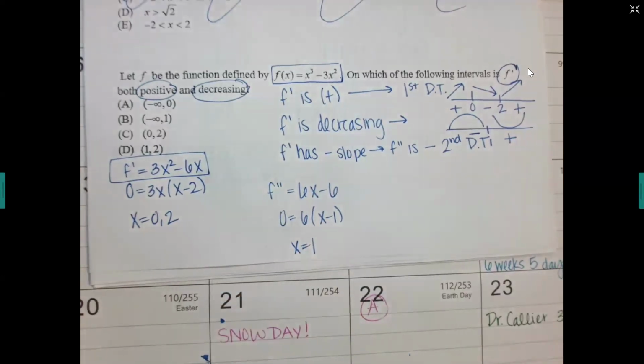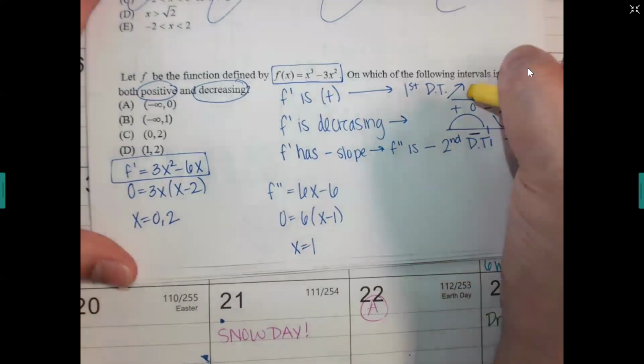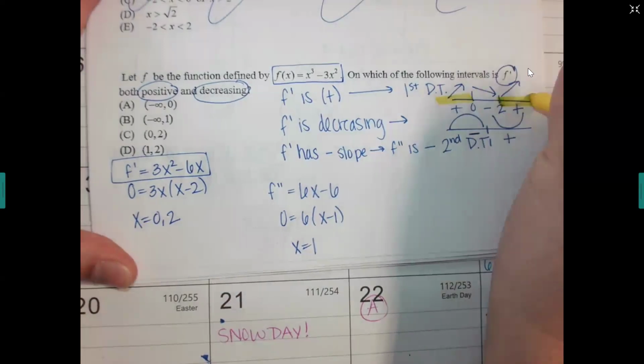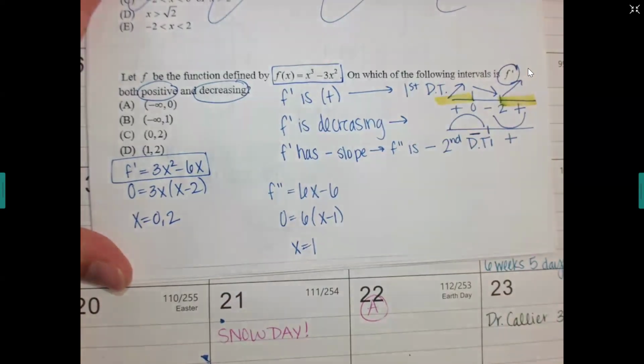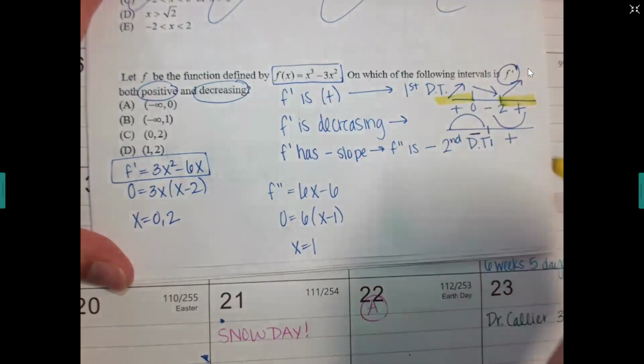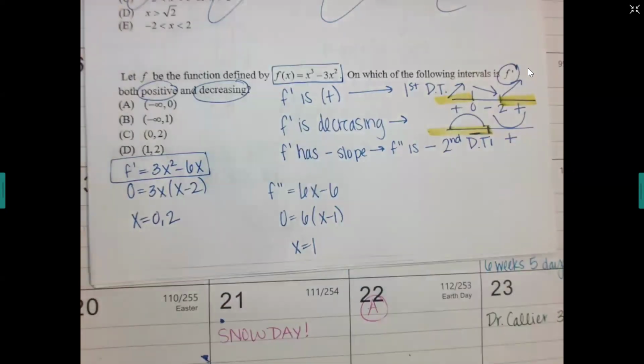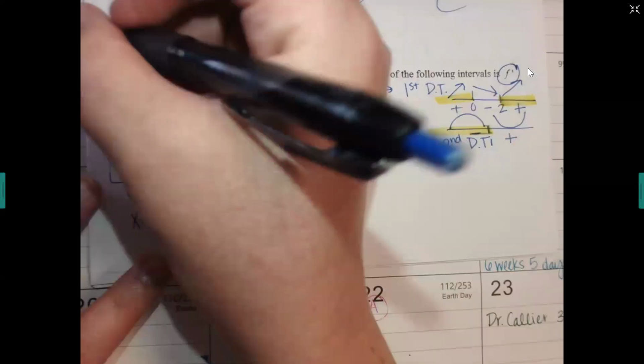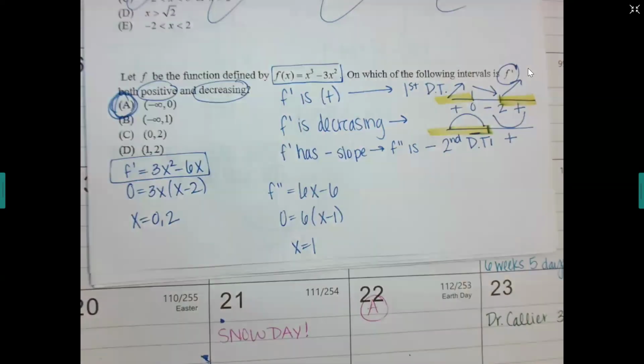Okay, then remember, we want F prime to be positive, so that'd be here and here. But I want F double prime to be negative, that would be here. So where would my overlap be? Negative infinity to 0. Good. Okay. But if you're looking for both, that's where a double line test can kind of help with that. Make sense? All right, go ahead and turn the page.